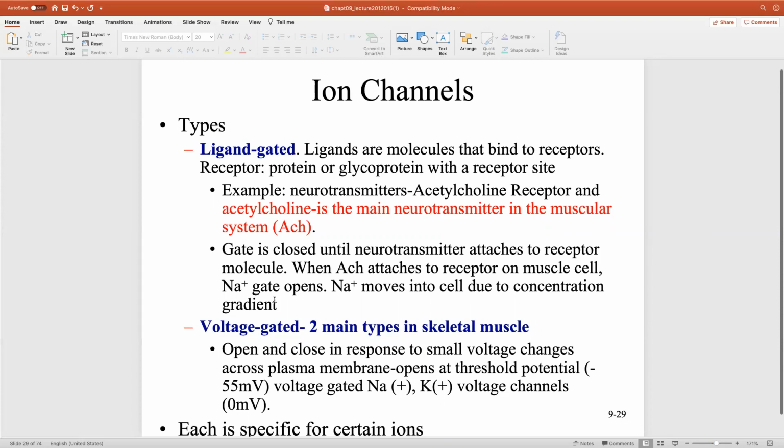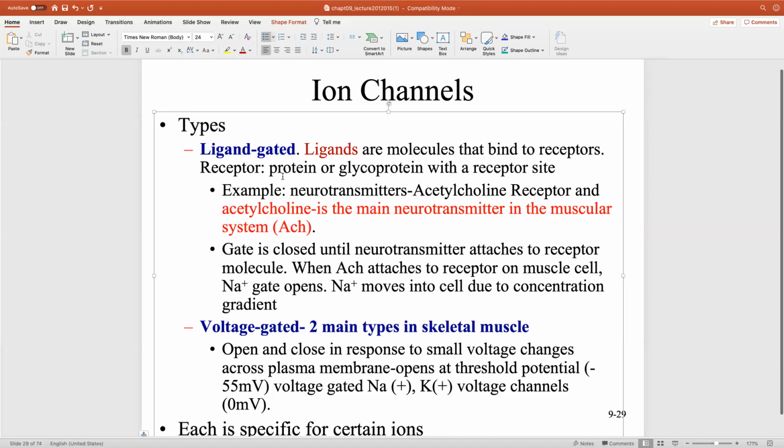Now, a ligand is a very, very generic name. It can be a neurotransmitter, it can be a hormone, usually even calcium can be a ligand. So ligand is a very broad category of molecules that can bind to a receptor site and cause some kind of activation. It can be a hormone or neurotransmitter. Those are usually the two main ones.